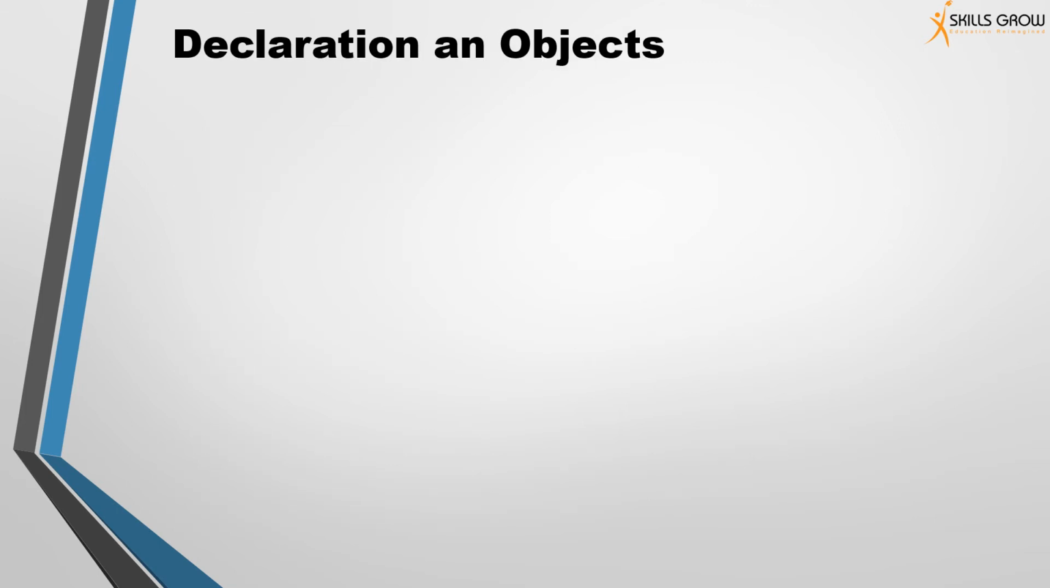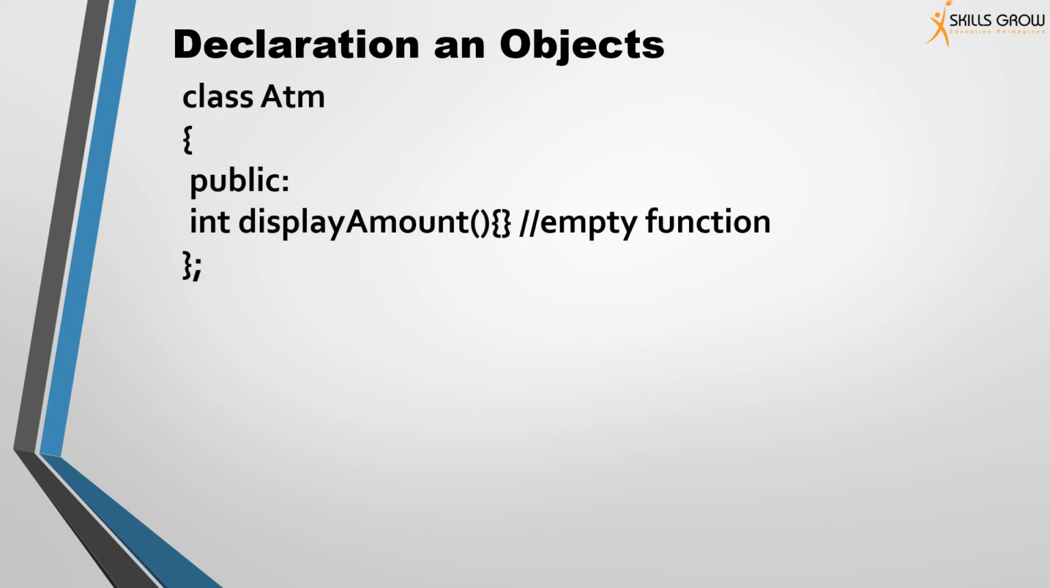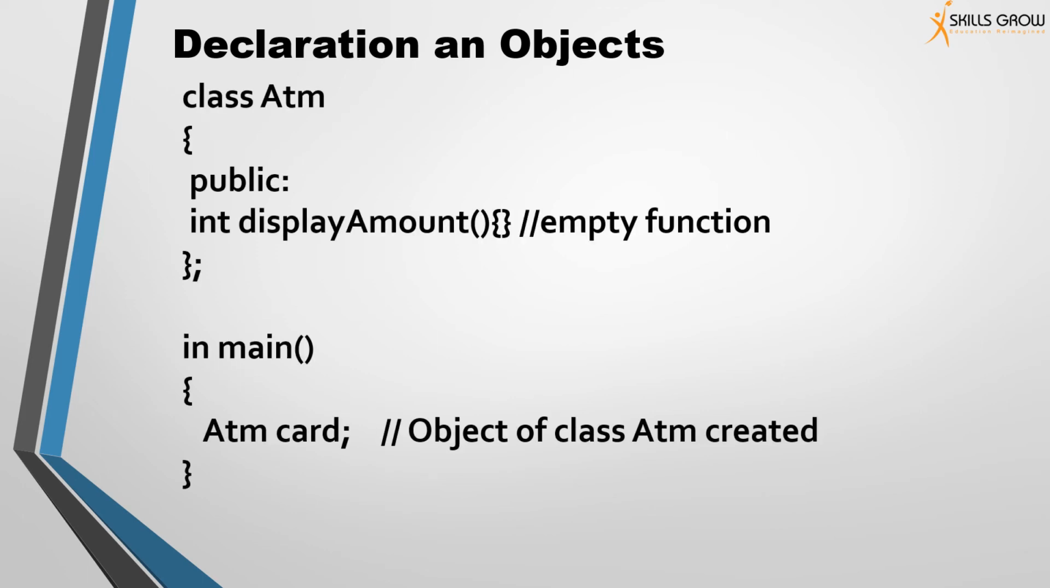Now, let's see how to declare an object. Here, we shall consider the ATM class. And we are going to declare the object in the main function, starting with the class name and followed by the object name. In this, the class is ATM and the object is card.